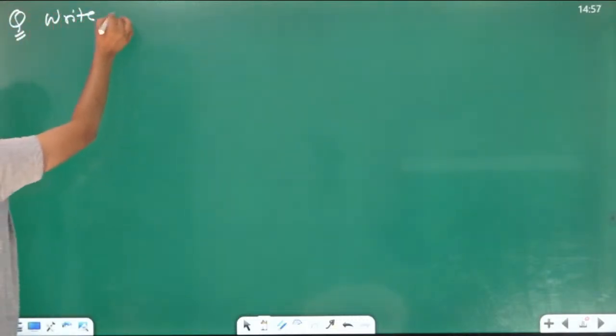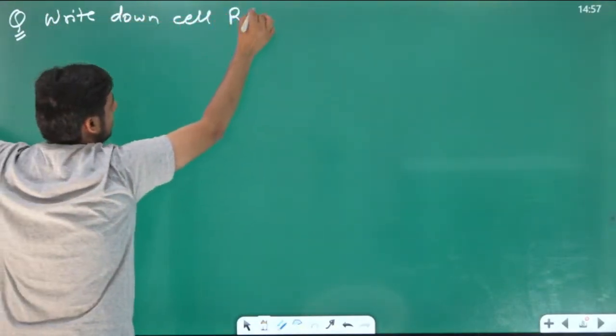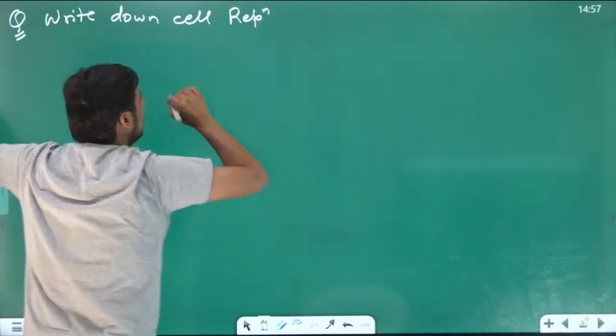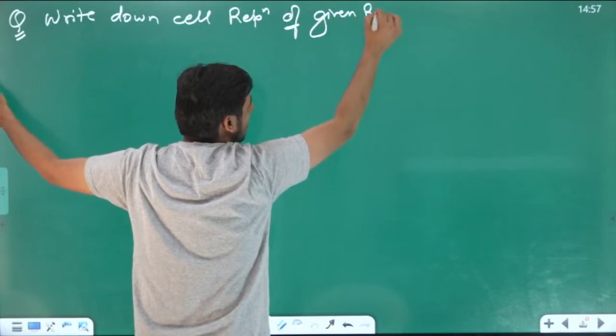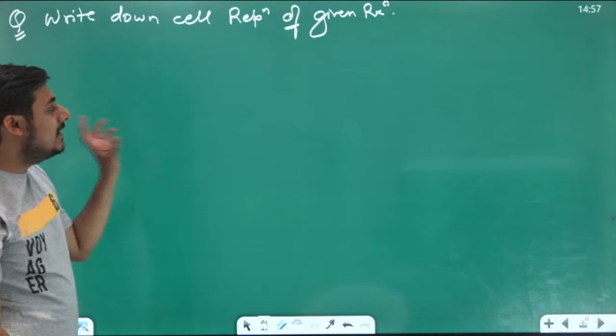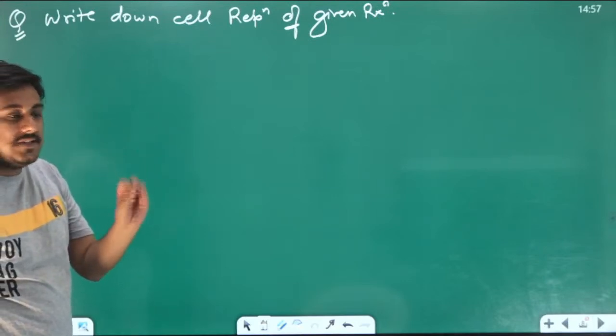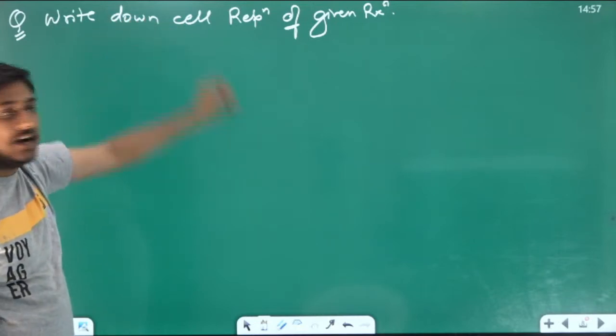Now one more important question that I will discuss: write down the cell representation of the given reaction. Till now I have discussed with you cases where the complete cell reaction is given. Now I will give you only a half cell reaction, and you have to find out the cell representation for this particular half cell only.